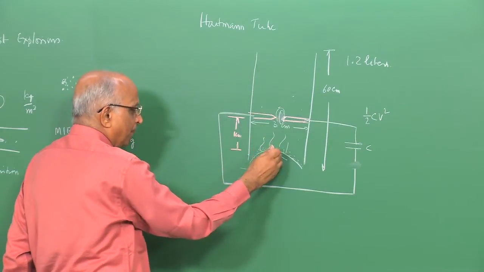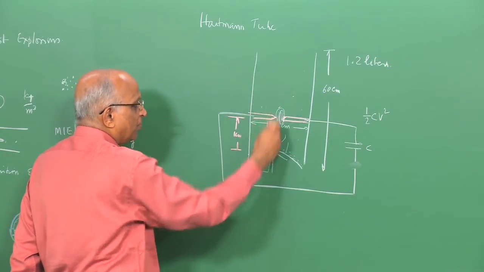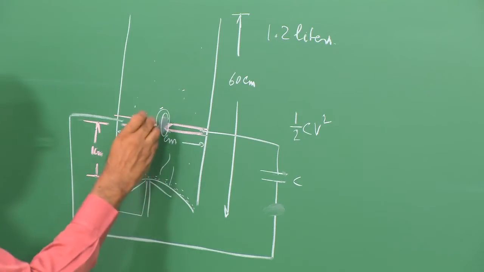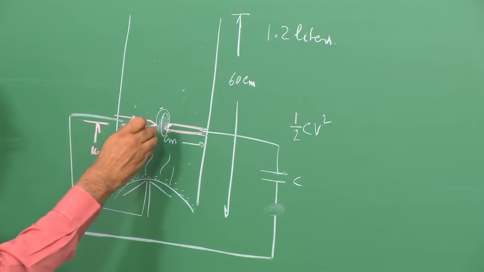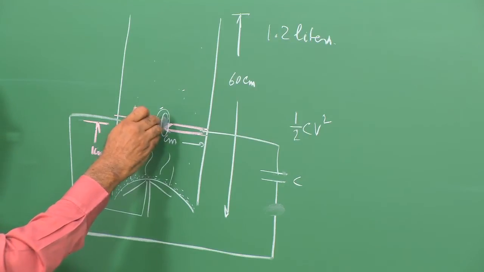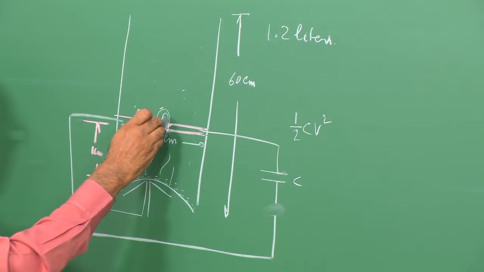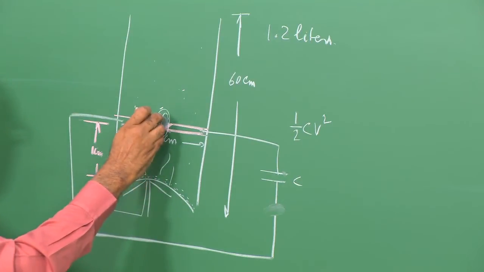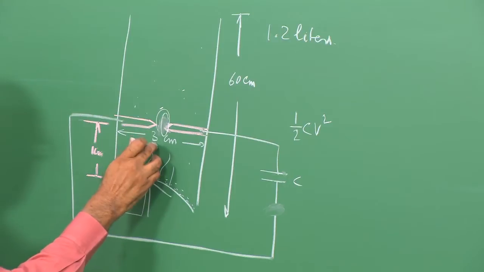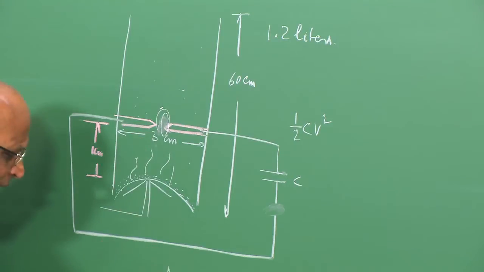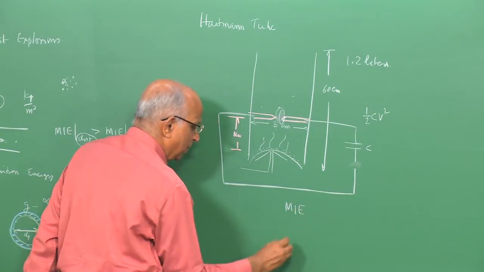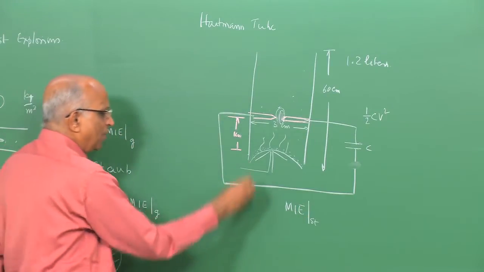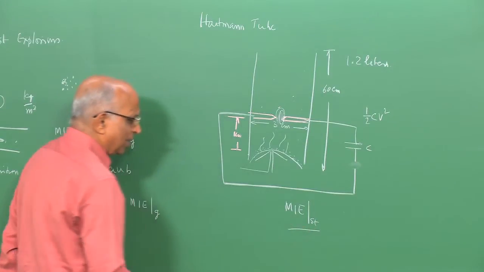I disperse the mixture in this volume and then find out the minimum energy required. I do a series of experiments and find out when it ignites. I slightly reduce the energy and make sure that for the reduced energy it does not ignite at all, maybe in 10 out of 10 experiments. Therefore, I determine the minimum ignition energy for the dust explosion.